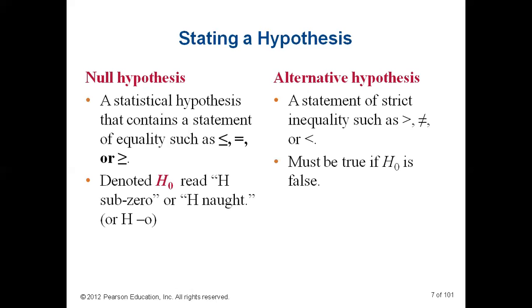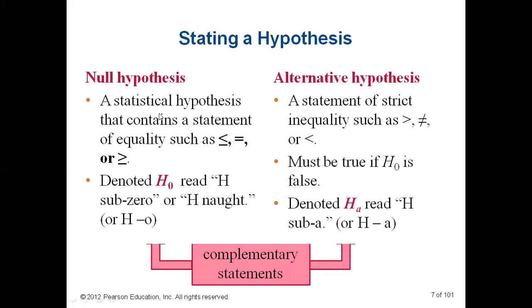So the alternative hypothesis must be true if the null hypothesis is false. Obviously, it's like a binary decision. If the null hypothesis is true, then the alternative hypothesis will be false. If the alternative hypothesis is true, then the null hypothesis will be false. The alternative hypothesis is always represented by HA, read as H sub A, subscript A. So HA is the complement of H0. H0 is the complementary statement of HA.